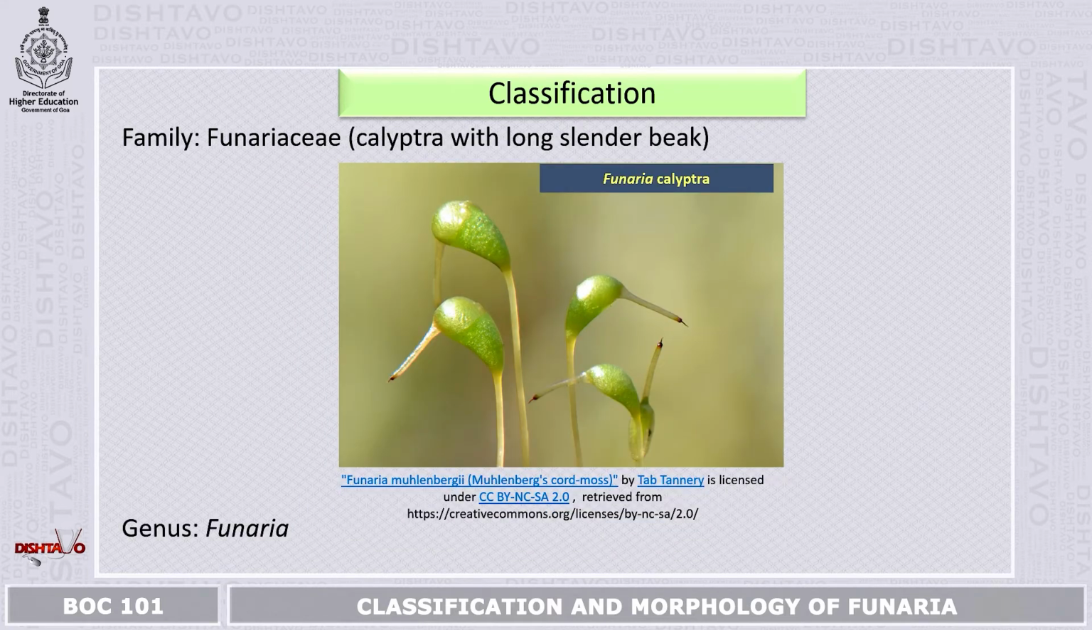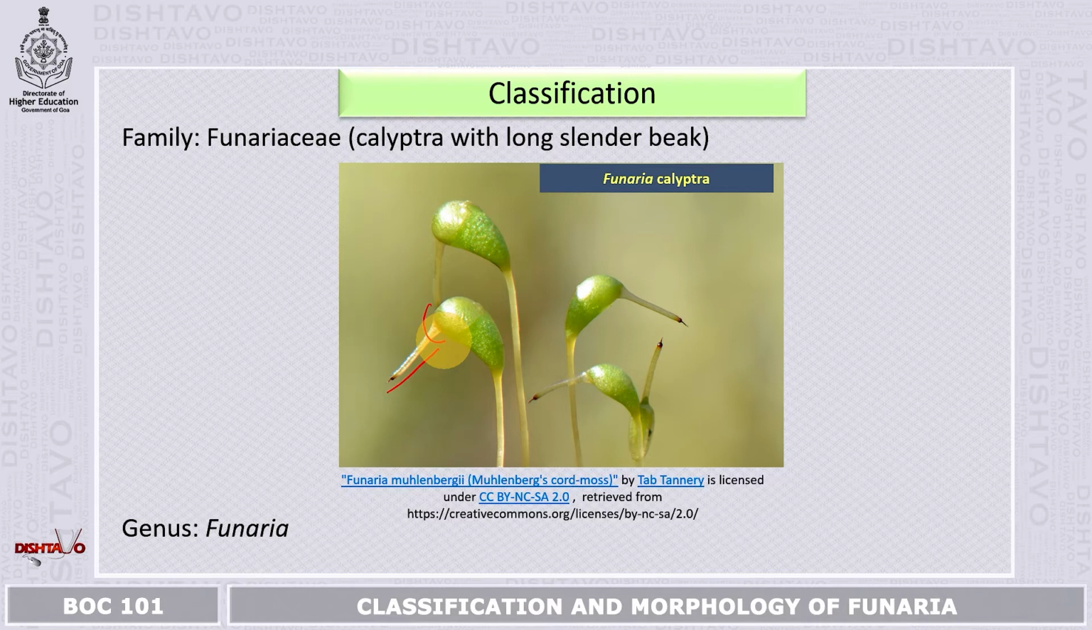Family Funariaceae, that is calyptra with long slender beak. Now here calyptra is a hook-like structure which is present on the plant, haploid tissue forming a membranous hood over the capsule in the moss. Now here it becomes a hood over the capsule, and they are long and having a slender beak.